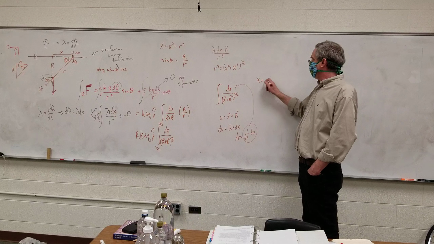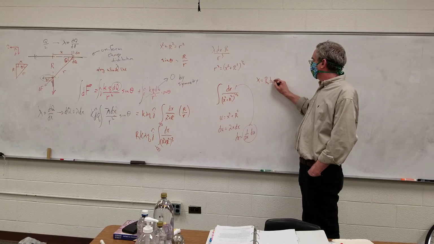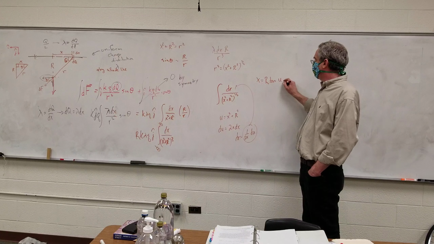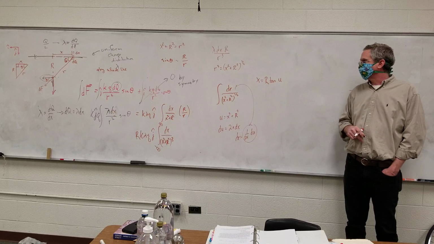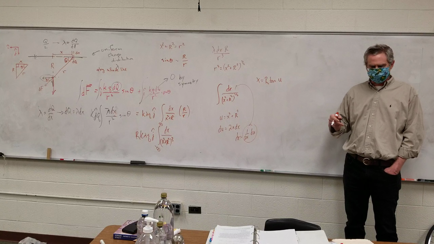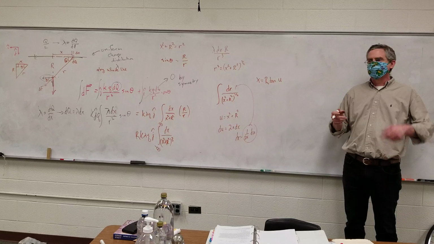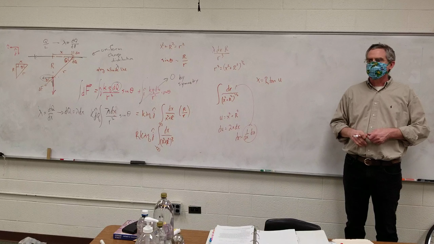So if you let x equal r tan u, because then you'll end up with a tan squared plus 1, which is secant squared, and then you go about it that way.